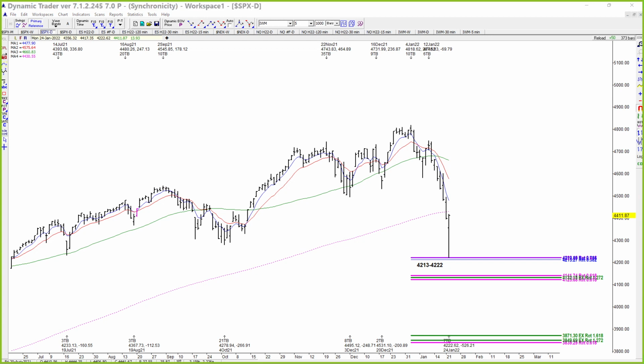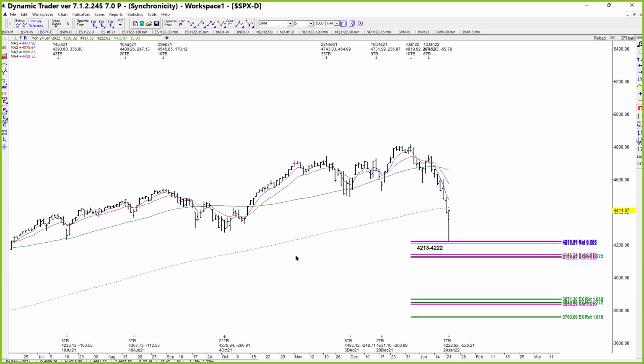No, Dynamic Trader costs about $1,000, and it's costing me about $800 a month to pay for data. But you really have to want to do what I do because it's one of the best programs for it. There might be something coming in the future, but it's not available yet.